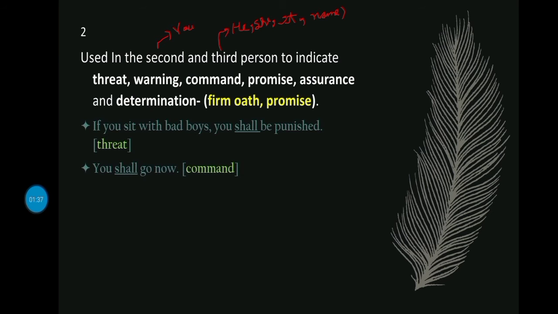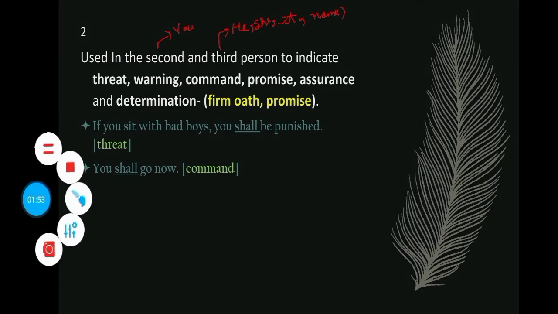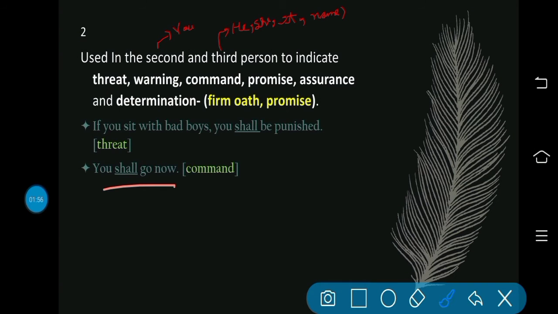Our second example is: you shall go now. This sentence gives us a sense of command. Here command is similar to giving an order. You shall go now. Directly we say, go now. So we can say it this way, you shall go now. It is a direct way to say go now.